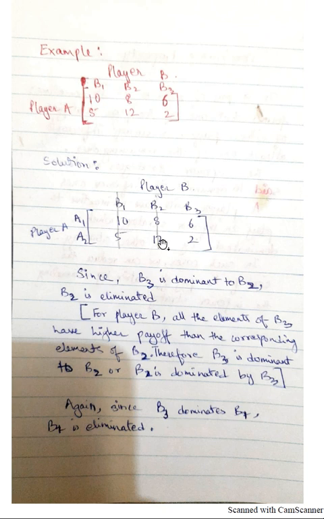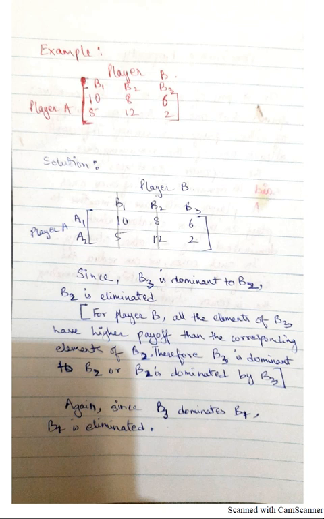That is to say, not all the elements of A1 have a higher payoff than all the elements of A2. That is, A1 is not dominant to A2 because one of the values is higher for strategy A2. So we cannot say that A1 is strictly dominant to A2. So since between A1 and A2 we cannot eliminate any strategy, we will now look into the strategies of B.